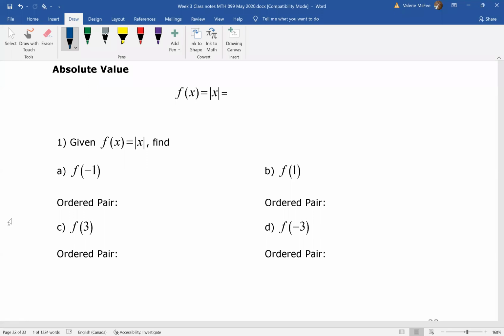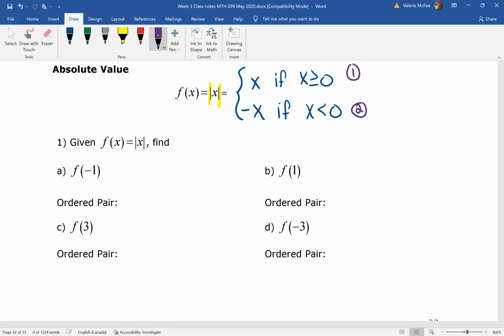And I want to finally just introduce you to the absolute value function. This is a function represented by those two vertical lines beside x. This definition has two parts. We say that the absolute value of x equals x if x is greater than or equal to 0. The absolute value of x equals the opposite of x if x is less than 0. Let's label these part 1 and part 2.